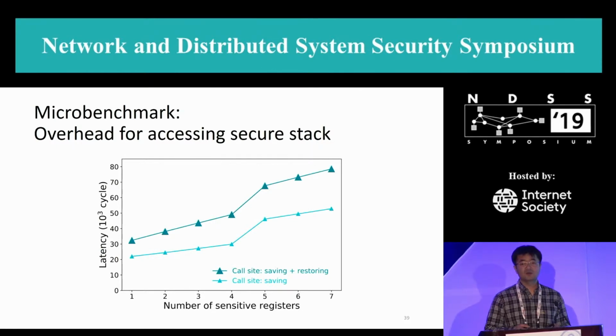This is the overhead on a function call. On a function call, the application saves sensitive data to the secure stack and restores the sensitive data after the function call. So the runtime overhead starts from 30 kilocycles, and it increases along with the number of registers to be encrypted or decrypted. The purple line is the overhead on an exception. The purple line is generally higher than the overhead of the call site protection, because on an exception, we switch worlds more.